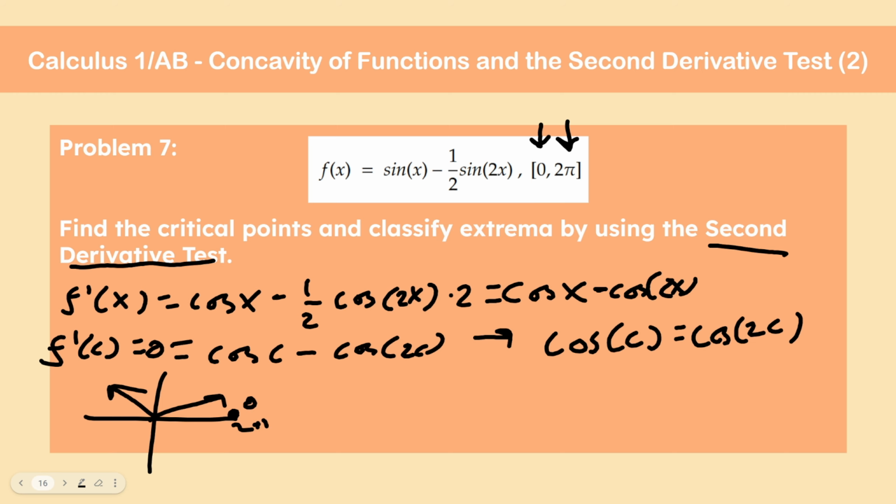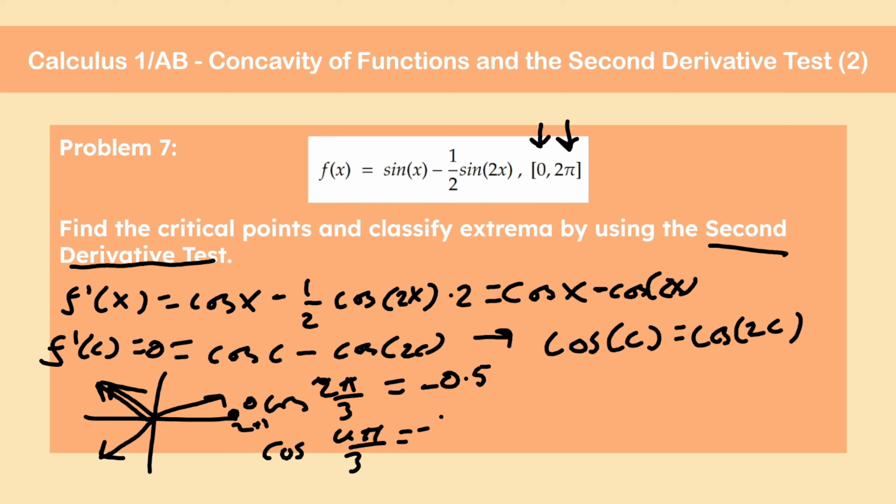0 and 2 pi. So the first thing that comes to mind will be 2 pi over 3. This is because 2 pi over 3 is right here, and 4 pi over 3 is down here. So cosine 2 pi over 3 gives you negative 0.5, and cosine 4 pi over 3 gives you negative 0.5. And since they're equal to each other, that's a possible critical point.